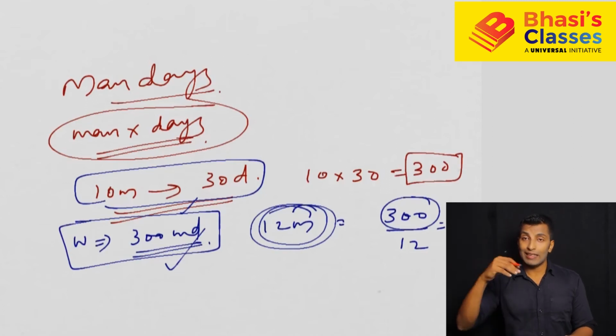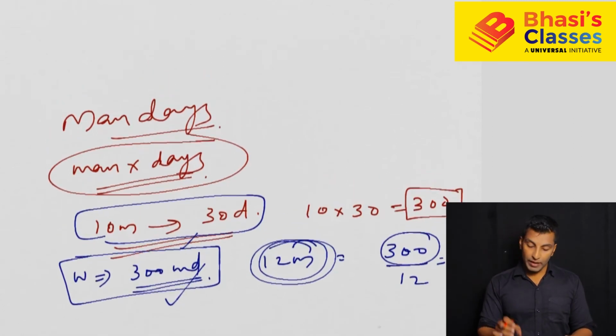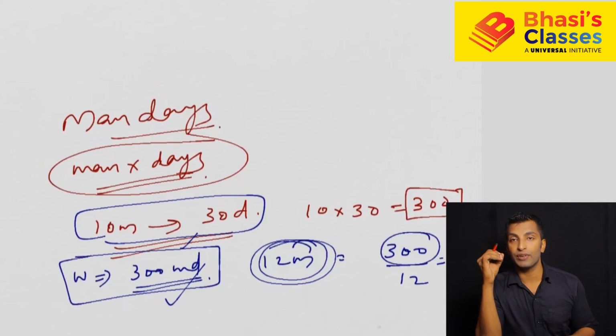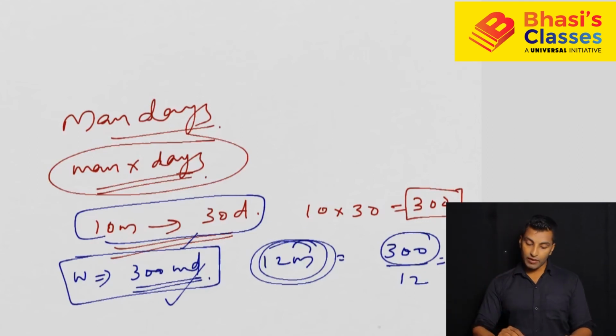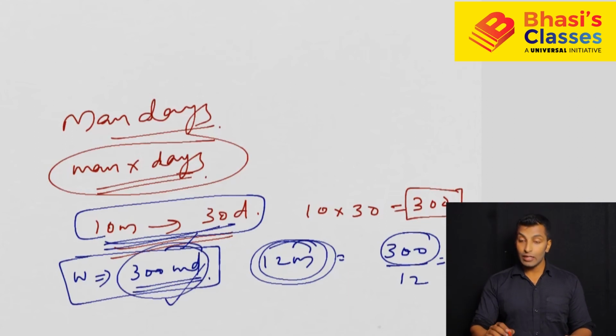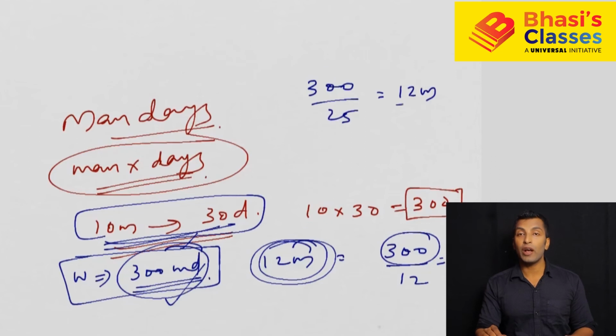Now, what is the reverse question? The question will be: 10 men can finish a work in 30 days, and a contractor wants to complete this work in 25 days. So how many more men do you need to add, or how many men does he need to start with? What is given? 10 men can finish in 30 days, so you understood man days is 300. To complete in 25 days, that means 300 by 25, you need how many men?